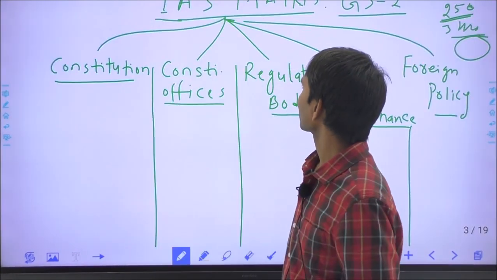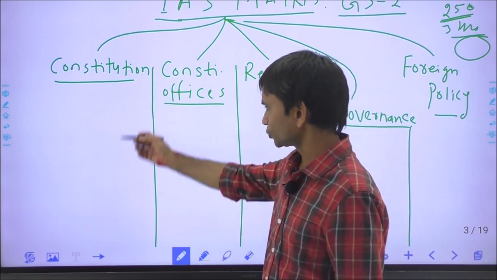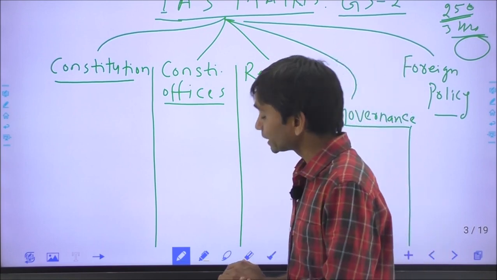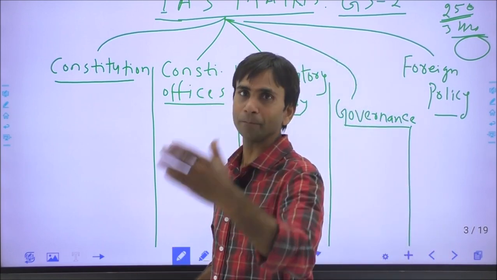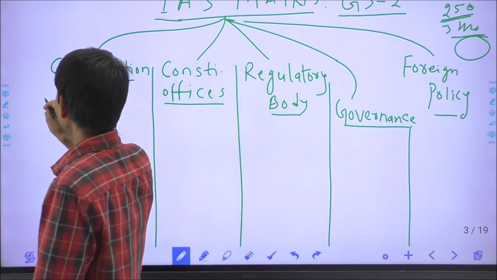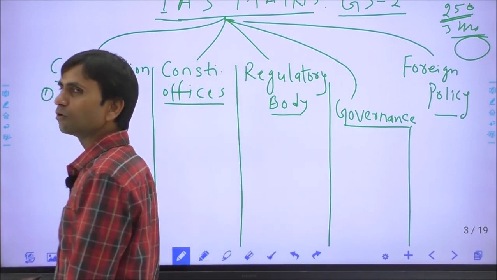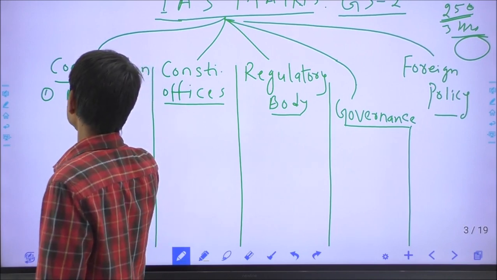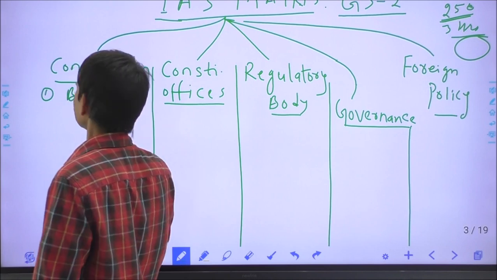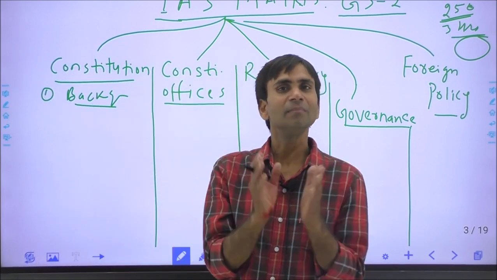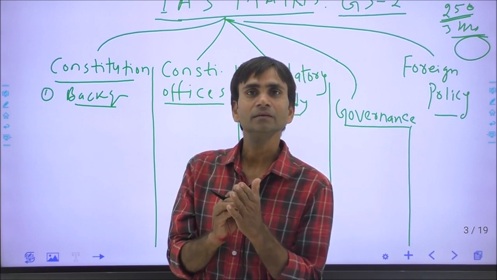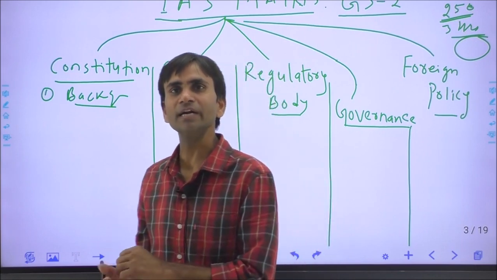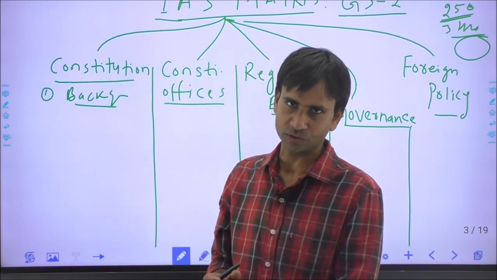Part 1 of GS paper 2, the Constitution. The basic information of the Constitution includes different topics. One is the background of the Indian Constitution: how the Indian Constitution was formed. There was a Constituent Assembly, and the Assembly took about 2 years, 11 months and 18 days for the completion of the Indian Constitution.